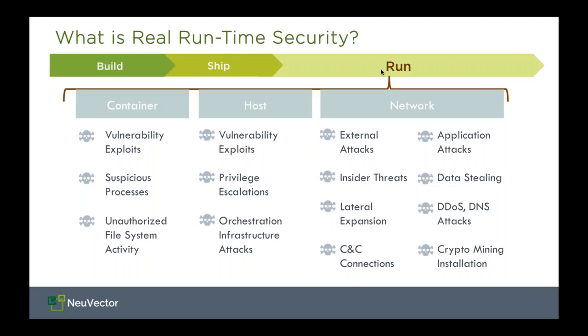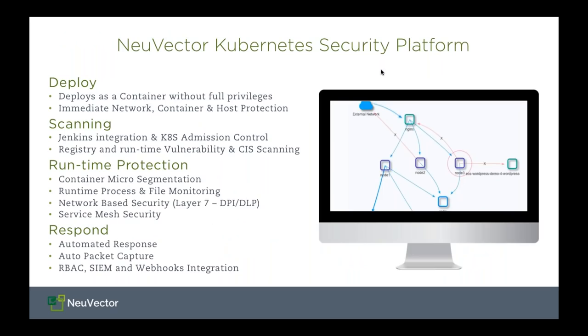Just as a very brief introduction to NeuVector's Kubernetes platform, we deploy as a node in a pod in Kubernetes, and you will manage the NeuVector pod alongside any other pod that you're running on Kubernetes. We require one pod per host, and we run as a daemon set, and we run without full privileges. So that's an easy way to get started. Immediately after you implement us, we will start looking at your network, your containers, and your host, all three.